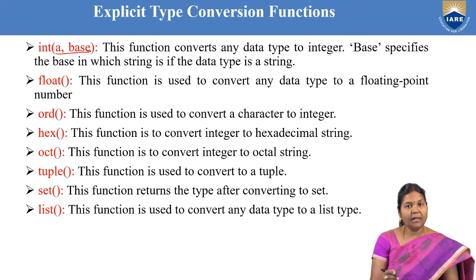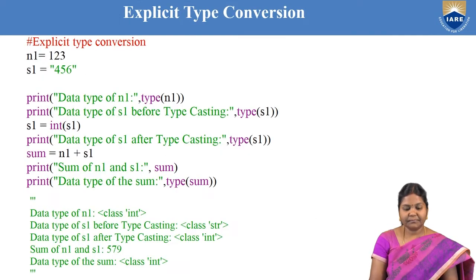Similarly, the ord function is used to convert a character to an integer. The hex function converts an integer into a hexadecimal string. Similarly, the oct function will convert an integer into an octal string. Next, tuple is used to convert into a tuple. Similarly, set and list are also there, which are used to convert some other data type into a list or set. So, let us discuss some examples using these functions.